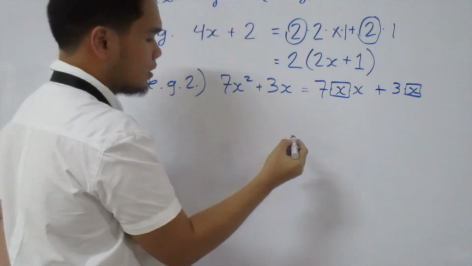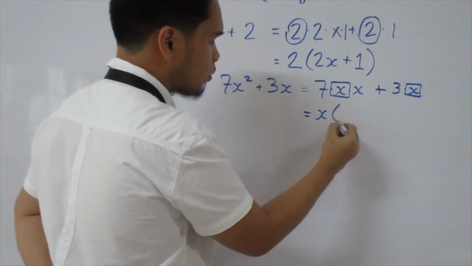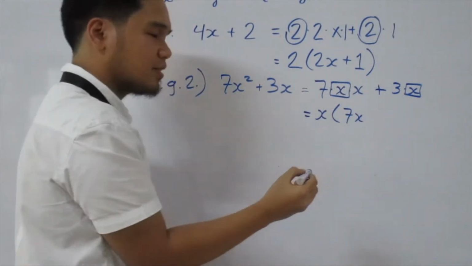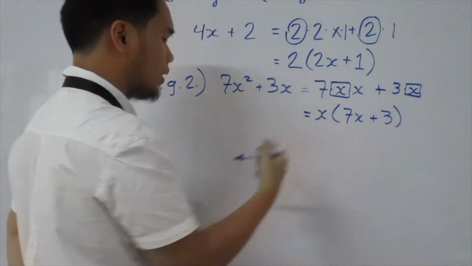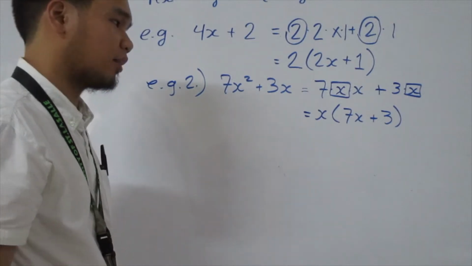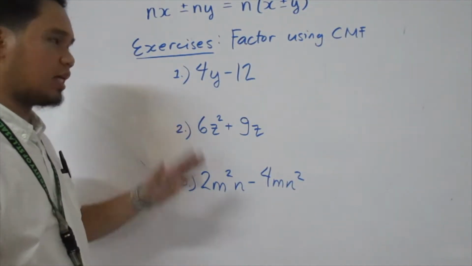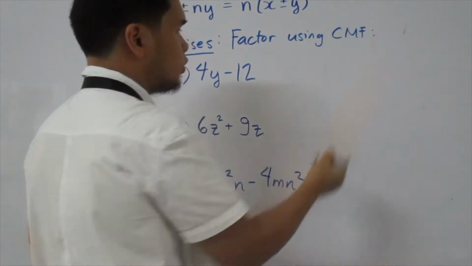So what we'll have is to take that x out, x times the quantity of whatever will be left. In the first term it will be 7x, and what is left in the other term is 3. So this is our common monomial factoring. Okay, so it's your turn. We have here some exercises, only 3 items. The direction is: factor these using CMF.